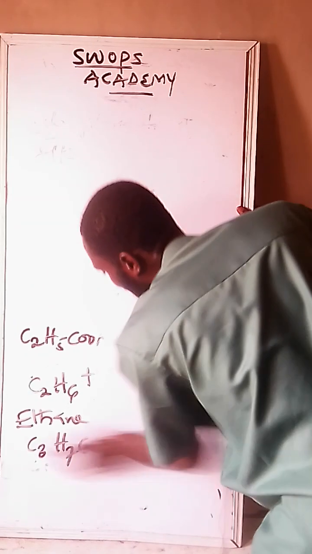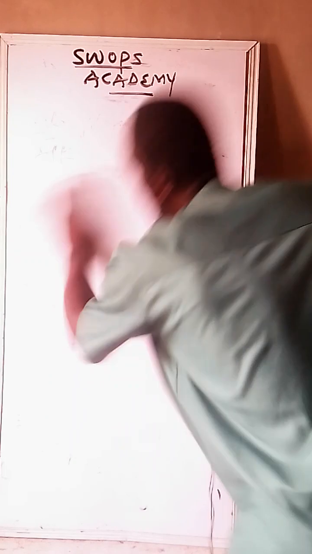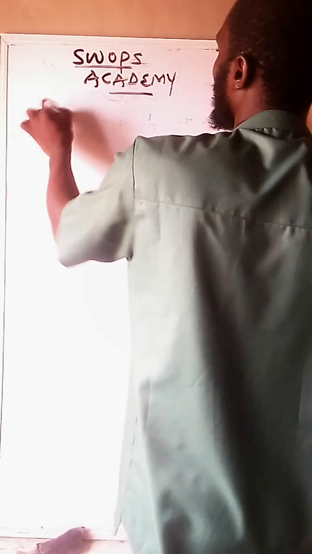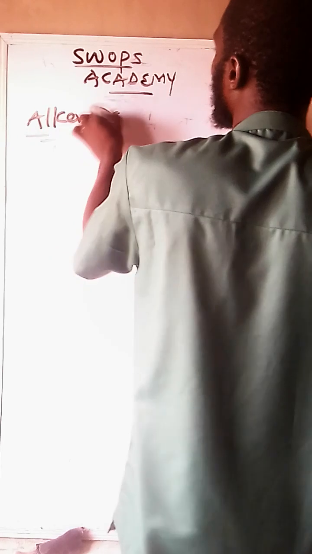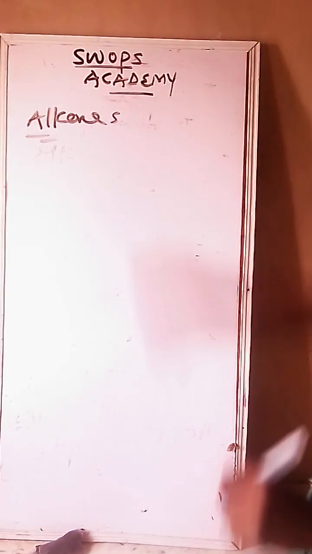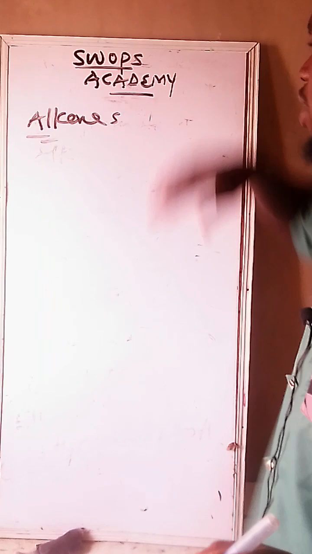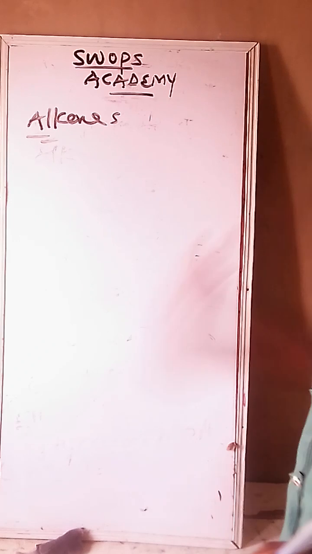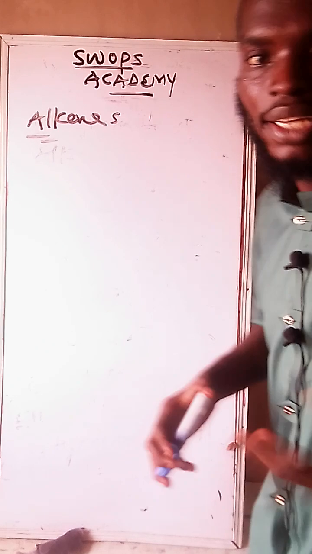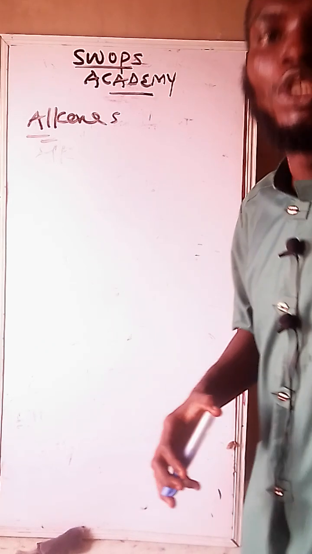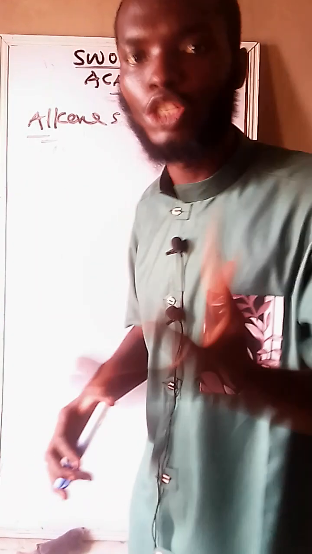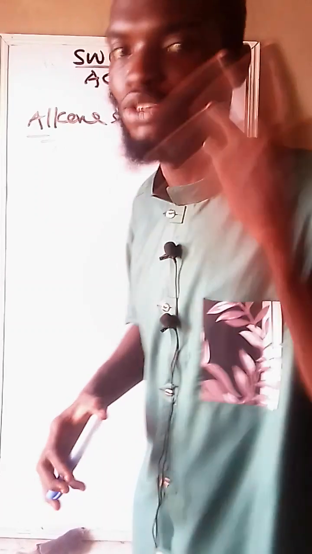Let's see alkenes. Now, in these alkenes, are we together? Let me quickly relate them and we'll be solving some JAMB questions regarding that. When we say alkenes, it belongs to the group of unsaturated hydrocarbon. This belongs to the group of unsaturated hydrocarbon.